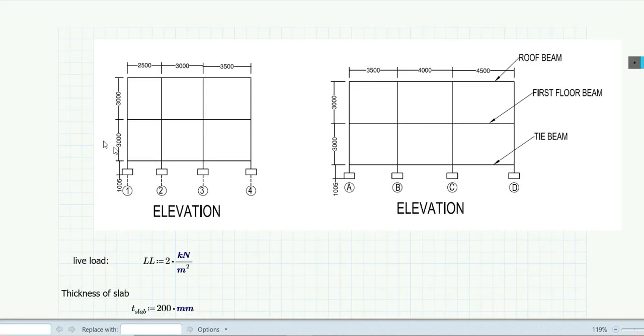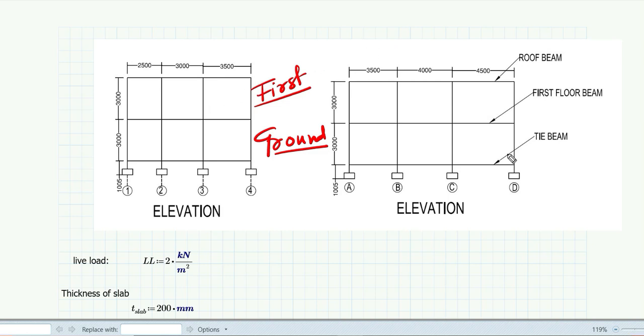So let's see, these are the plans. Here these are the footings. This is the tie beam, this is the first floor, and this is the roof floor beam. This is the first floor beam, this is the roof floor beam. This is the ground floor, remember this. This is the ground floor, and this is the first floor. Remember these two figures and visualize everything that can be there in this particular building plan.